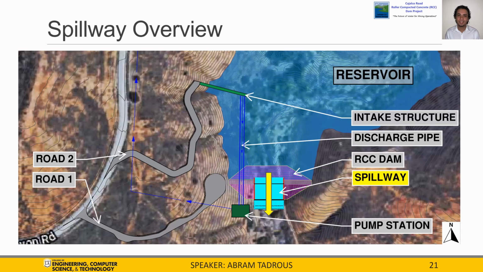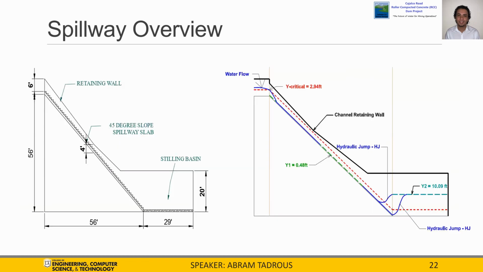Looking at this image, you can see where the spillway is located within the entire project. Specifically, the spillway is in the center of the downstream face of the dam, with the flow of water represented by the yellow arrow. The following is an overview of the spillway's main dimensions. These dimensions were determined while evaluating the hydraulic conditions along the spillway. On the image to the right, you can see how the hydraulic conditions impacted the design of the retaining wall. We will further discuss our findings in the following slides.